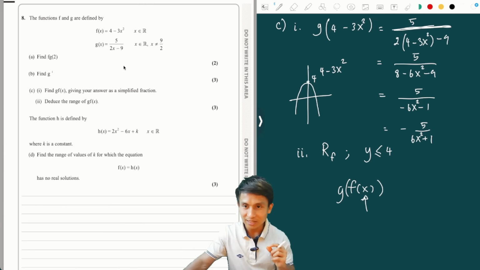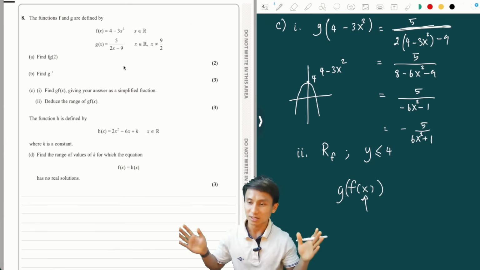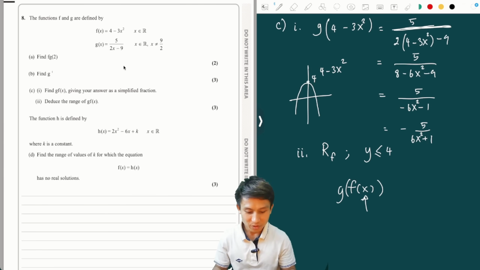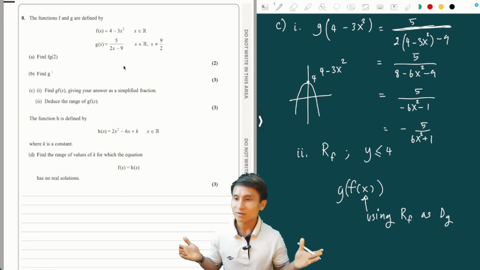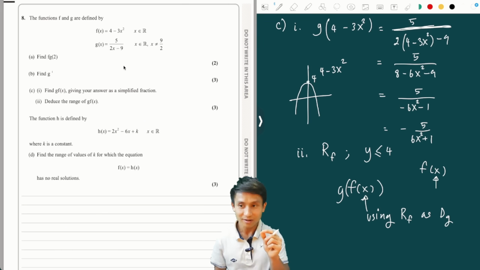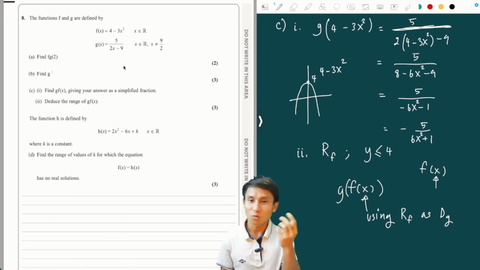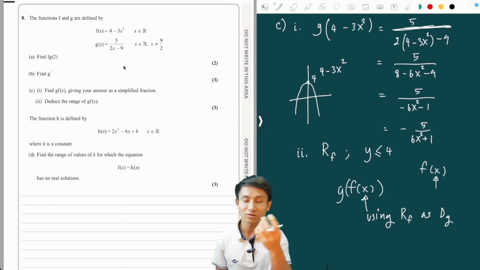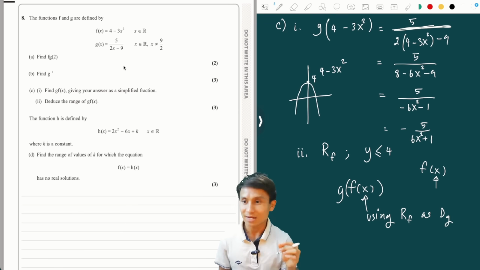Whatever the range is in the inner function will become the domain of the outer function. So we are using the range of f here as the domain of g. Because if you think about it, when you have a normal function f(x), whatever you put inside the brackets will be called the domain, right? That's just a single function. It's not a composite function. It's just a normal function. Whatever you put inside the brackets will be called domain.